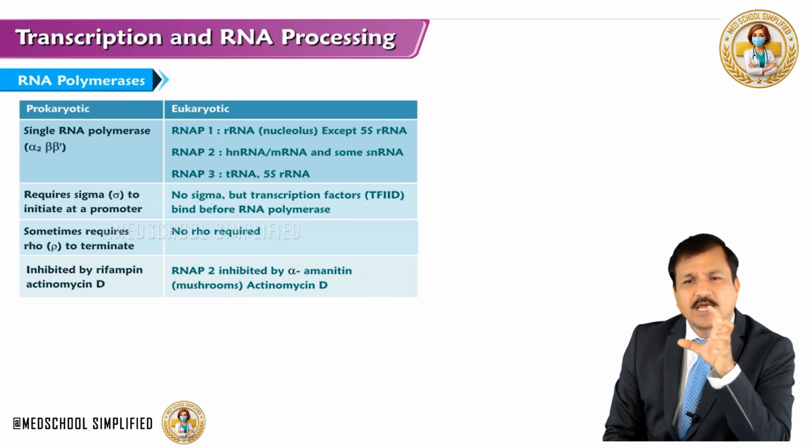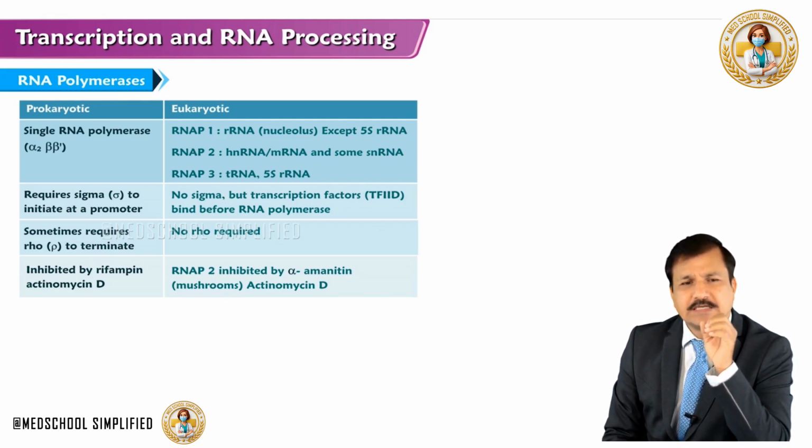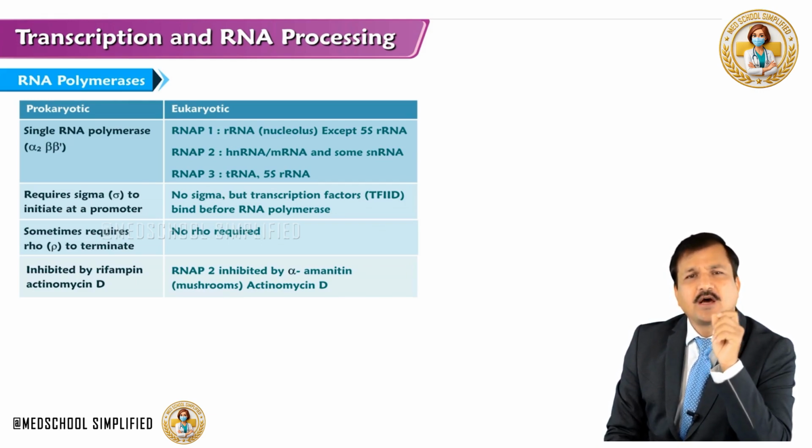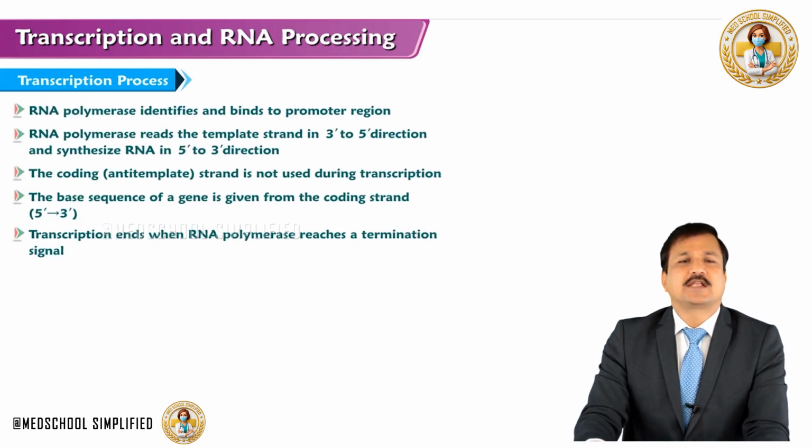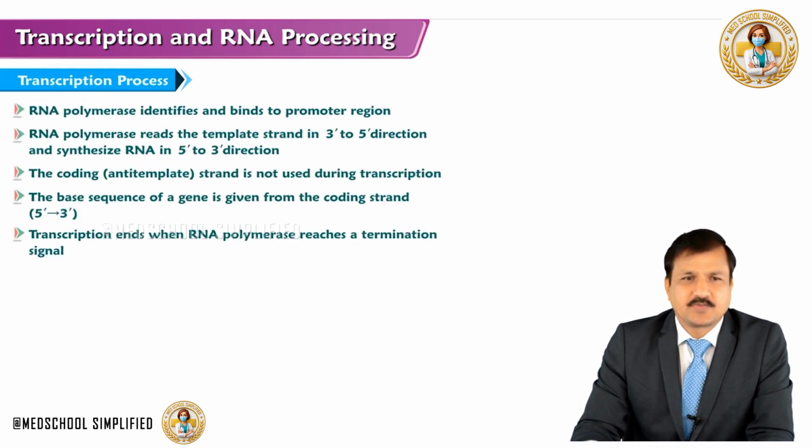All transcription can be inhibited by actinomycin D. In addition, RNA polymerase 2 is inhibited by alpha-amanitin, which is a toxin from certain mushrooms, that is Amanita phalloides mushroom. Now let's move on to see the transcription process.